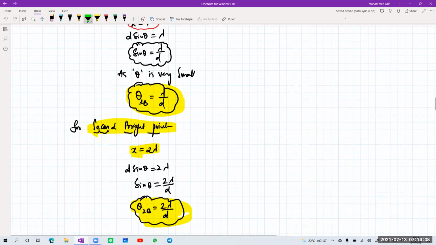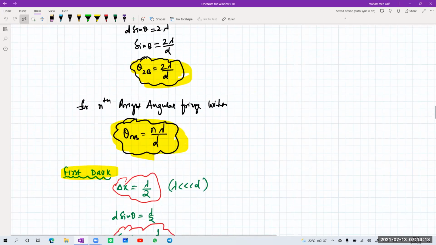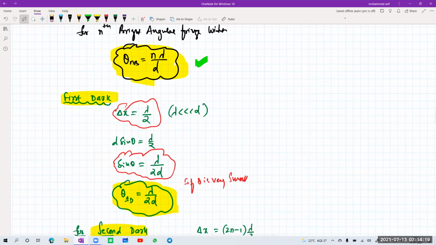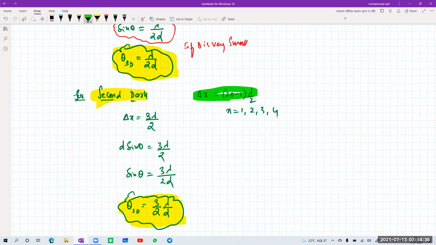For the second bright point, x equals 2 lambda, so it is 2 lambda by d. Like that, for the nth bright fringe, the angular position formula is n lambda divided by d. The same way for the first dark fringe, the path difference is lambda by 2. So delta x, that is d sine theta, equals lambda by 2, so sine theta is lambda by 2d. So the angle of the first dark fringe is lambda by 2d if theta is very small. Even if we take the second dark fringe and simplify, you will get the same answer.